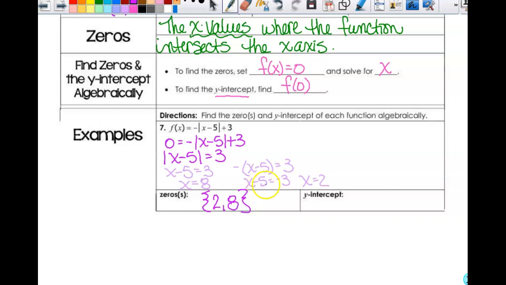Because right here, I added 5 to both sides. Did I do that right? Okay. Double check me, because you never know. All right, we all okay with that?